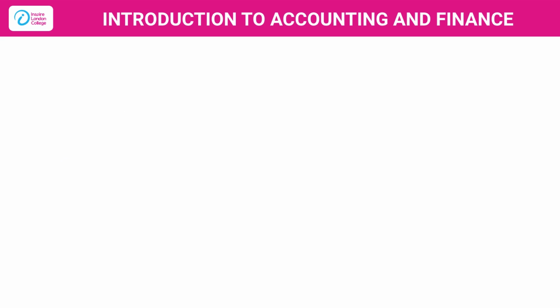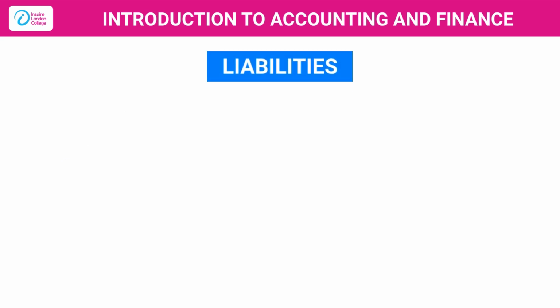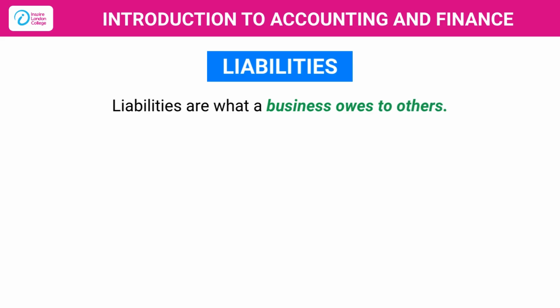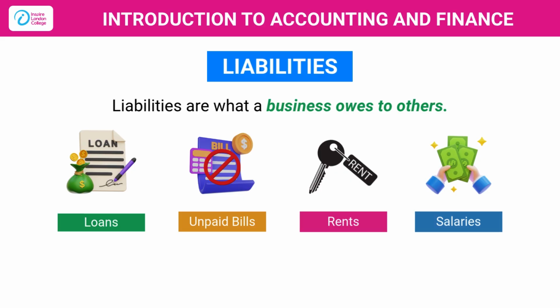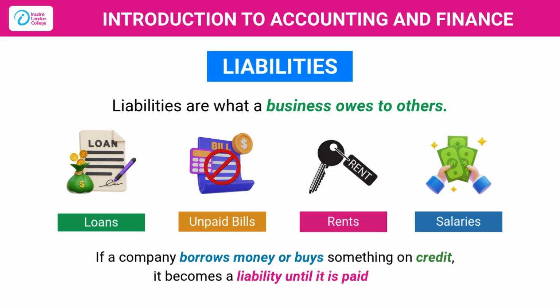Now, let's move on to liabilities. Liabilities are what a business owes to others. This includes loans, unpaid bills, rent, or salaries that need to be paid. If a company borrows money or buys something on credit, it becomes a liability until it is paid off.